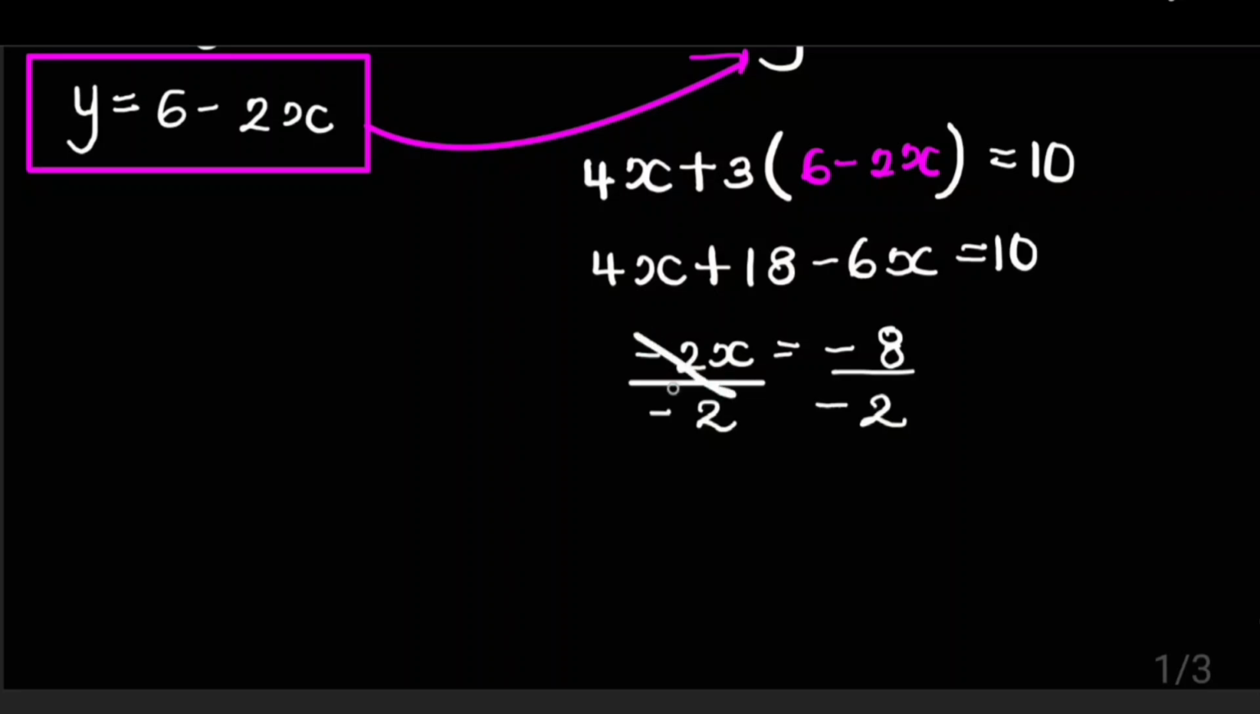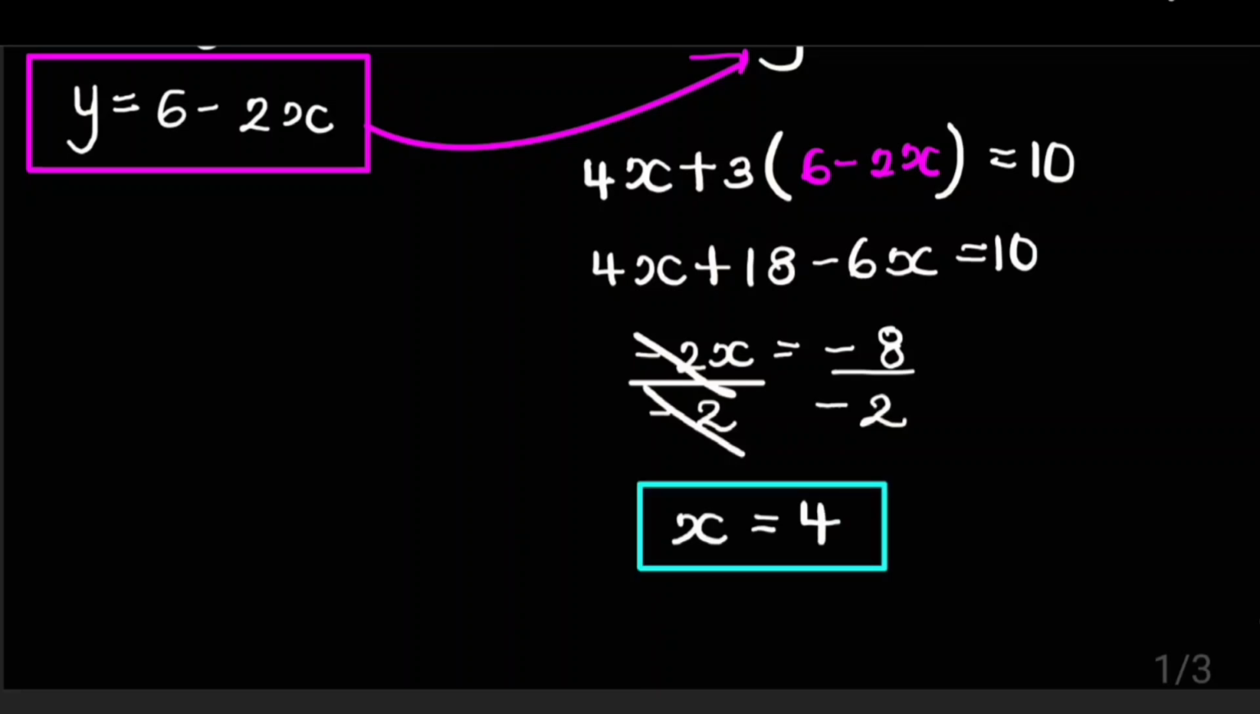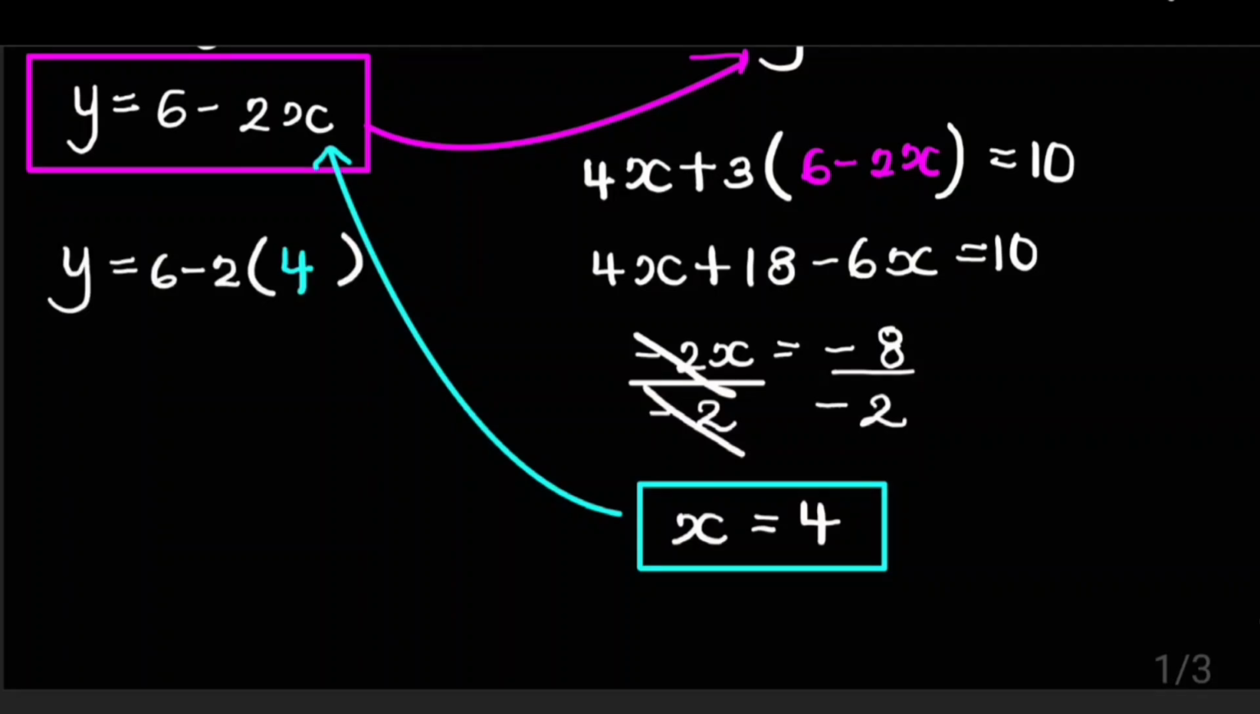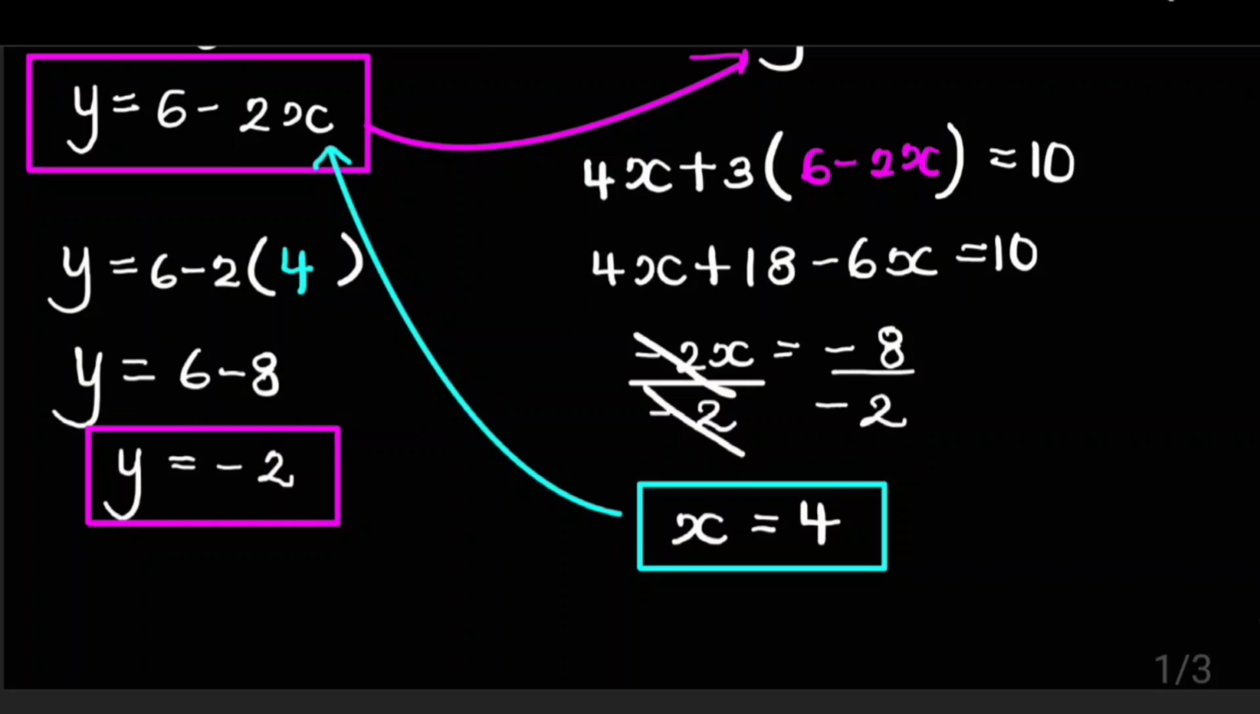On the left-hand side, the negative 2's cancel out. On the right-hand side, negative 8 divided by negative 2 is positive 4. So that is our answer for x. And now that we know what x is, we can take this value and substitute into the previous equation to get y. There we have it, 6 minus 2 times 4, which is 6 minus 8, and we get y is equal to negative 2.